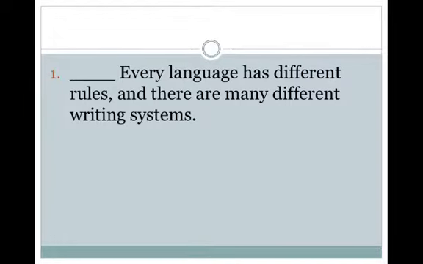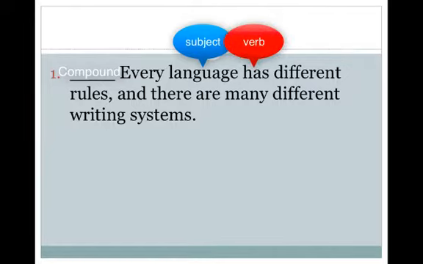Number 1. Every language has different rules, and there are many different writing systems. This is a compound sentence. There are two independent clauses. There's two subjects and two verbs. Language, has, and then remember there is never a subject, so it actually is at the end. Systems, are.